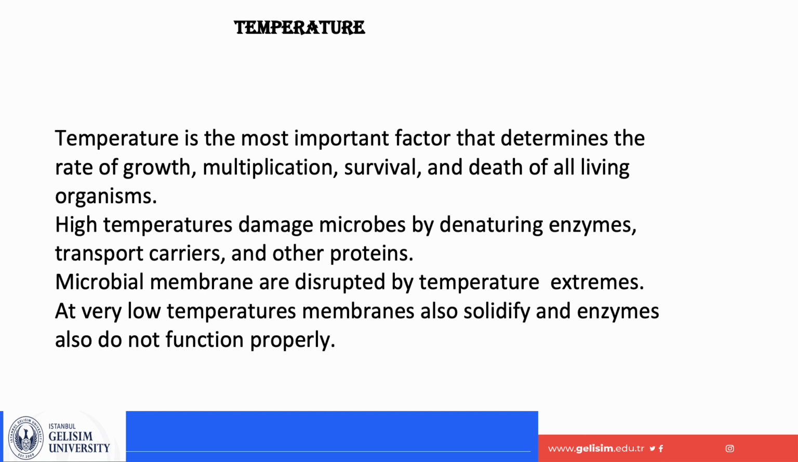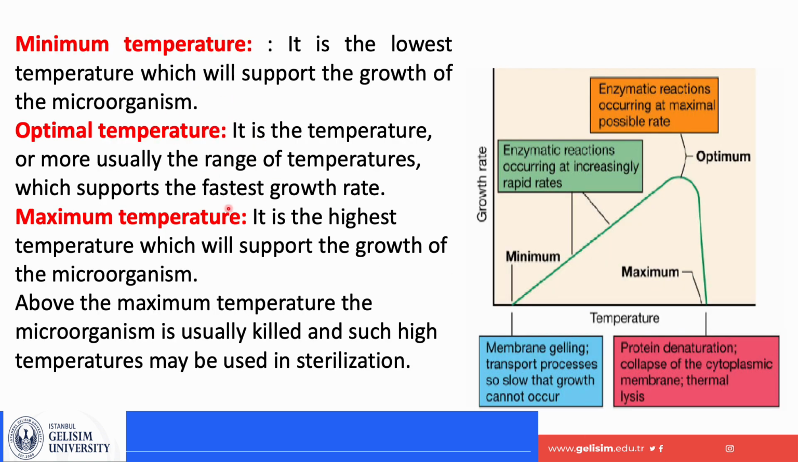So when we look at this slide, the minimum temperature is the lowest temperature that will support the growth of the microorganism, whereas the optimum temperature, or more usually the range of temperatures, supports the fastest growth rate of microorganisms. The maximum temperature would be the highest temperature that will support the growth of microorganisms. When you get to areas above the maximum temperature, microorganisms usually end up being killed.